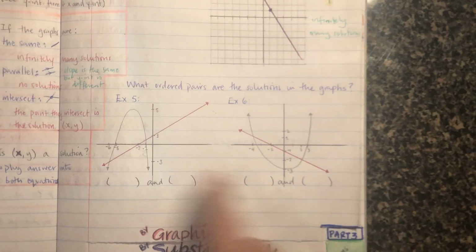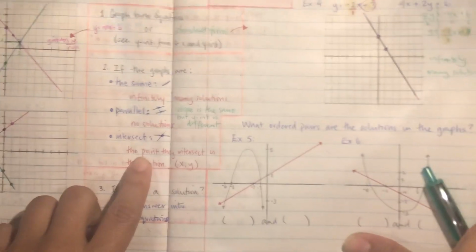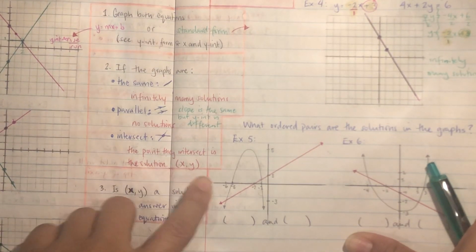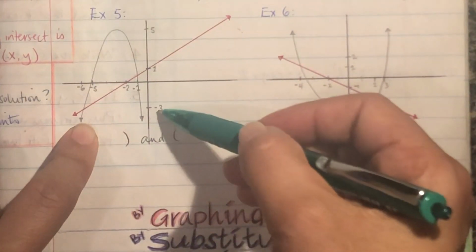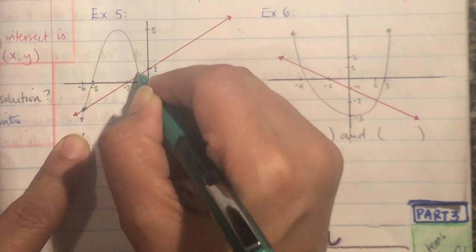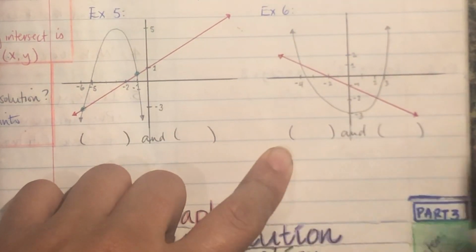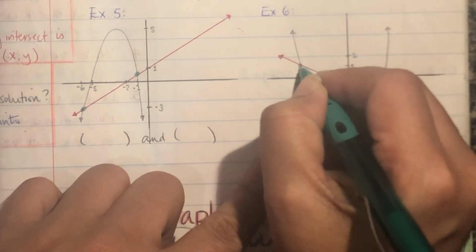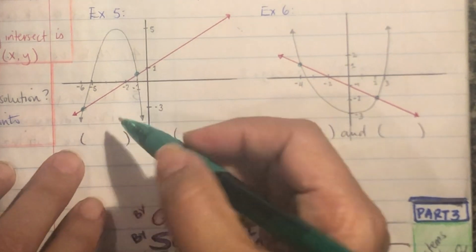All right, finally, what ordered pairs are the solutions in the graph? The solutions happen where the graphs intersect. So you have to see just where they intersect. You've got this graph going here, this graph going here. Where they meet, where they cross, those points are the solutions. So you just have to read it off the graph.